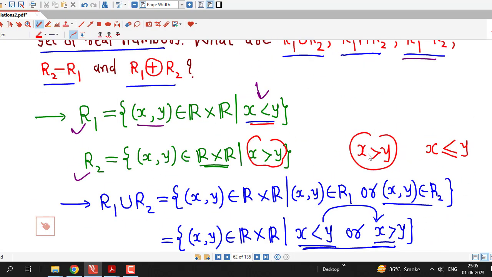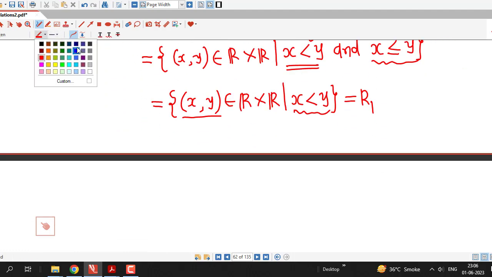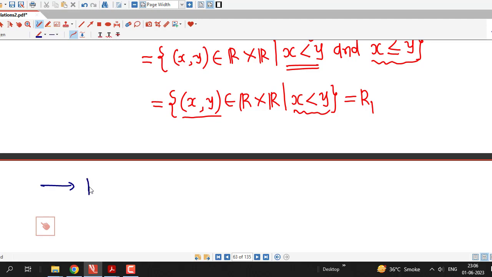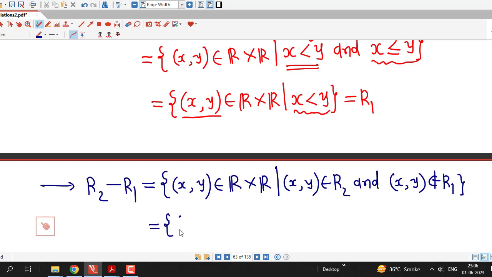Now the next relation is R2 minus R1, so that also we can decide exactly in this way. Now we can write for R2 minus R1: consider all those ordered pairs from R cross R such that xy belongs to R2 and xy does not belong to R1. We consider all those ordered pairs of R2 which are not present in R1.